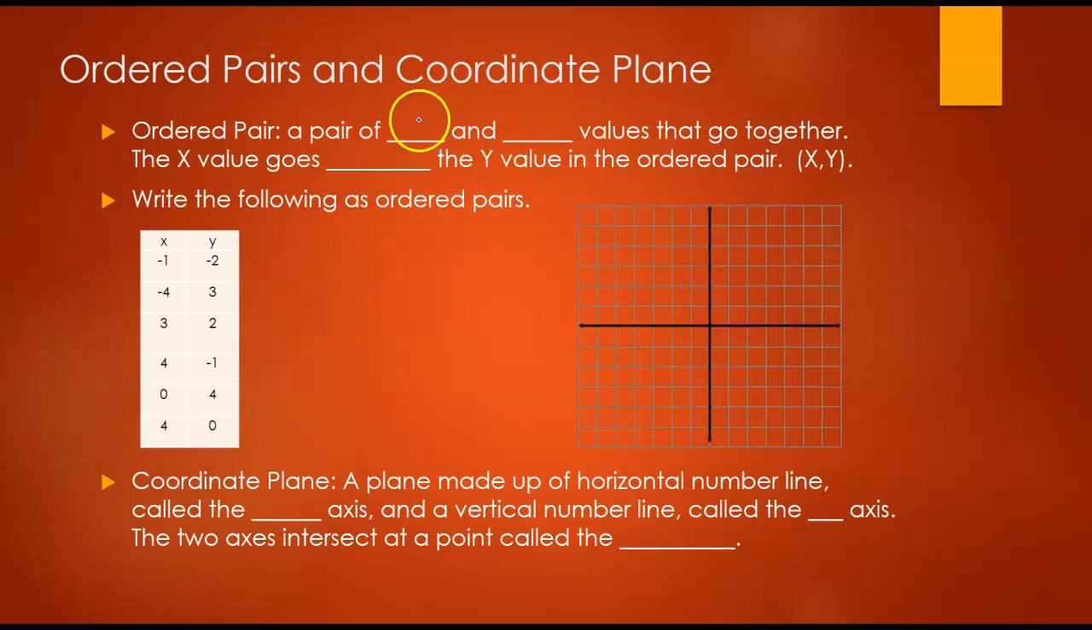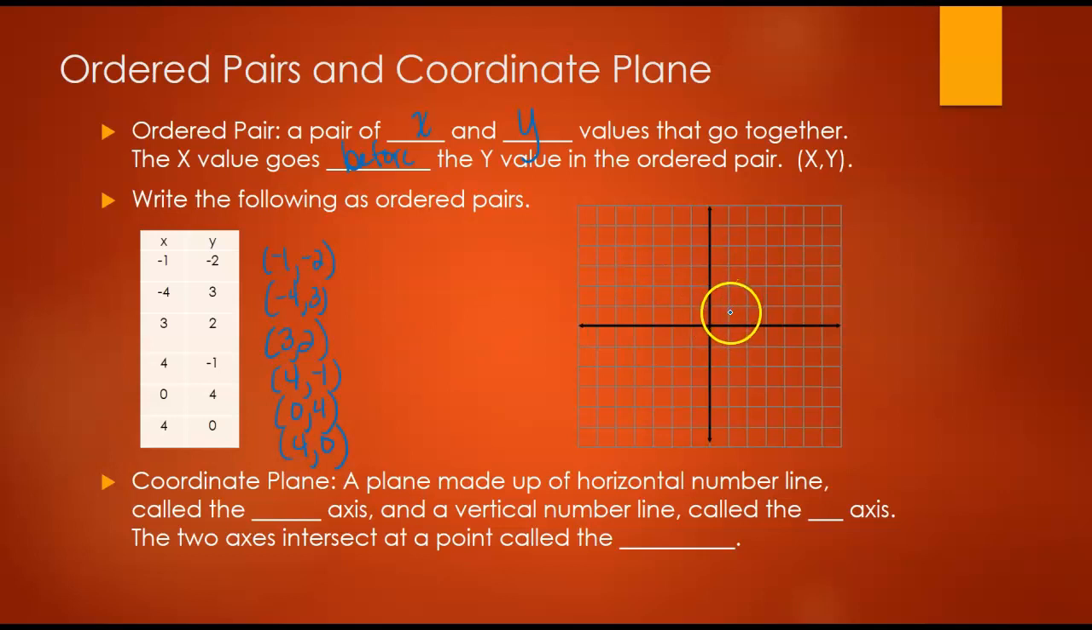An ordered pair is a pair of x and y values that go together. The x value goes before the y value in the ordered pair. So this is what we call an input-output table, an XY table. Each one of these is a pair of numbers that go together: -1, -2; -4, 3; 3, 2; 4, -1; 0, 4; and 4, 0. We can use these points to graph a line on the coordinate plane.